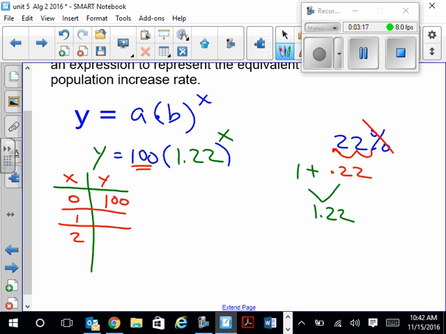What do 1 and 2 give us? What's 1? 122. Okay, 122, and then 2. 148.84. Yeah, for a second I thought it was going to be 244, like just double the amount, but I guess it doesn't work that way. 148.84. All right.